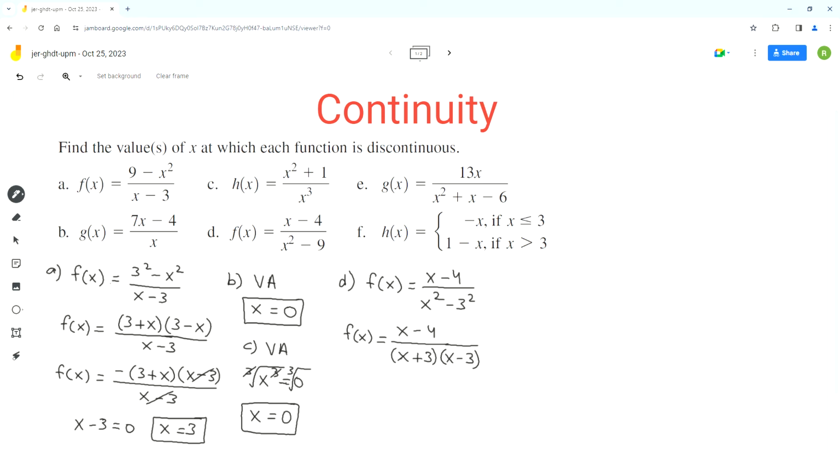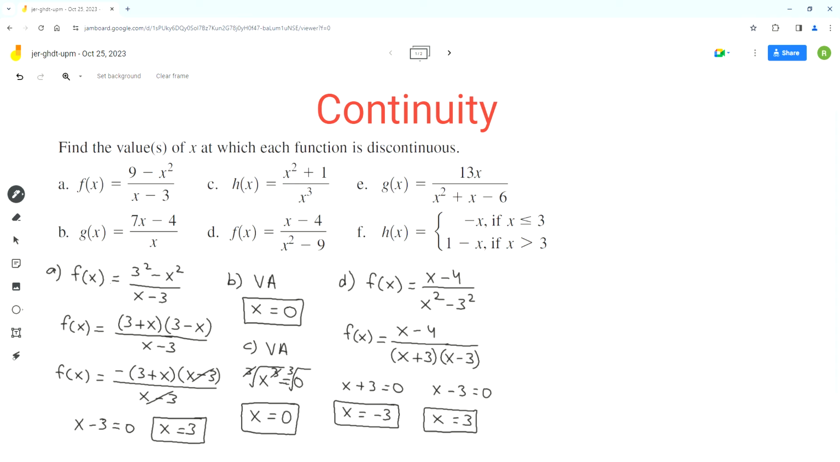So for the first one, we'll set the first factor equal to 0 and solve for x, which is we get x equals negative 3. So this is the first point of discontinuity in this function. And now we'll set the other factor equal to 0 and solve for x. So if we add 3 to both sides, we get x equals 3. So this is the second point of discontinuity in this function. So there are two vertical asymptotes in this function, so that's why there are 2 points of discontinuity.